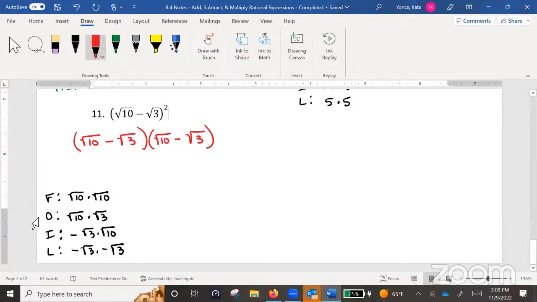First times first, I wrote it down here. First times first means square root of 10 times square root of 10. What is that? It's not 100. It's square root of 100, which is 10, right? Any radical times itself is the number inside. So we have 10. All right, then we did outside. I wrote it right here. Outside was positive square root of 10 times negative square root of 3. Oops, I didn't get my negative in there.